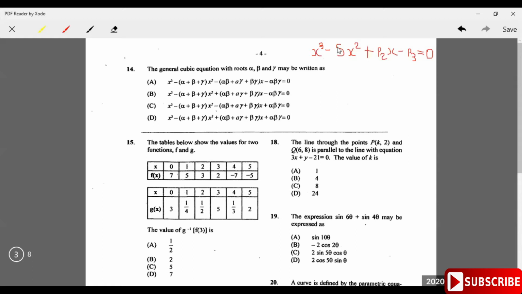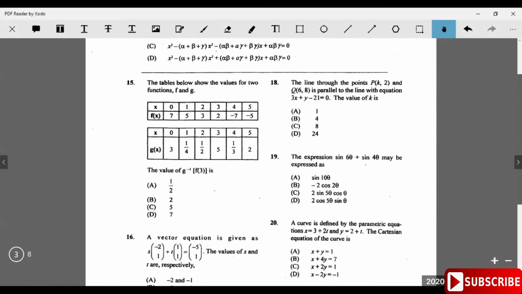So the sum of the roots will be alpha plus beta plus gamma. The product of two roots is alpha times beta plus alpha times gamma plus beta times gamma, minus alpha beta gamma. Looking at it, beta is the answer, B. This one follows this form, B. So that's the answer. Nice.